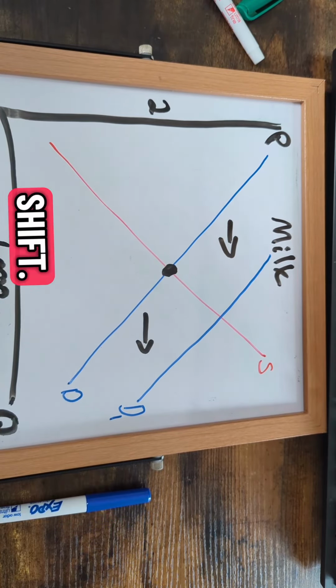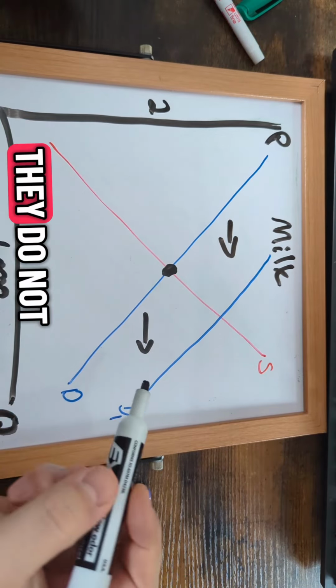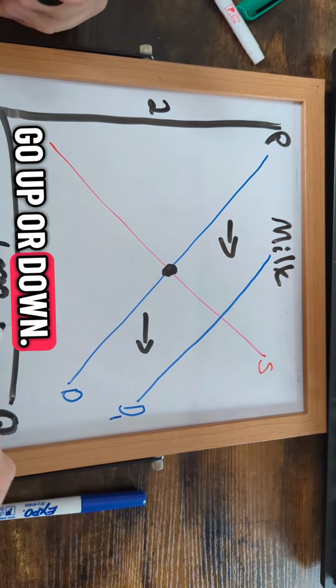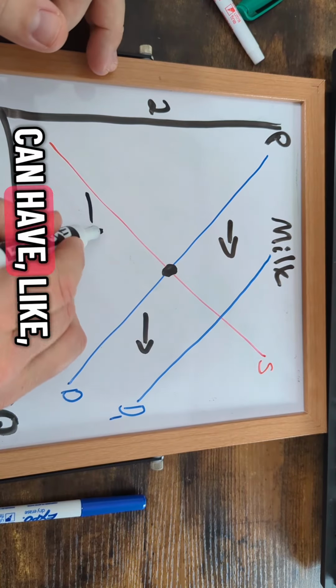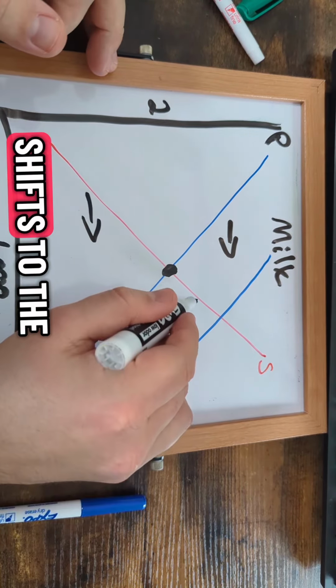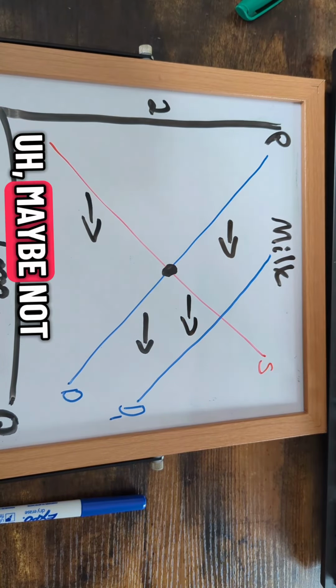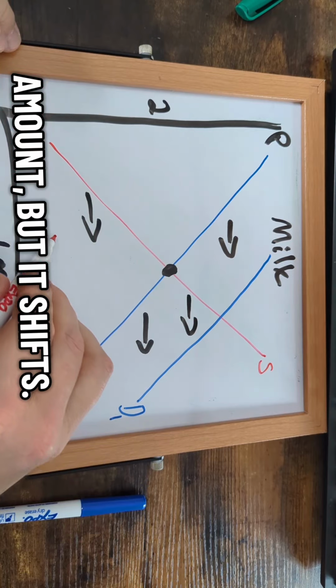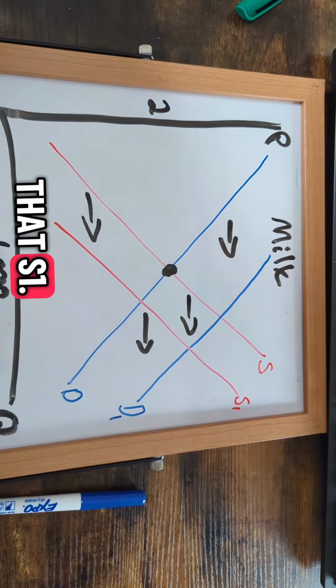Supply can also shift. And these lines can shift left or right. They do not go up or down. It looks like they do, but they don't. And you can have, let's say, supply shifts to the right as well. Maybe not by the same amount, but it shifts. And then we'll call that S1.